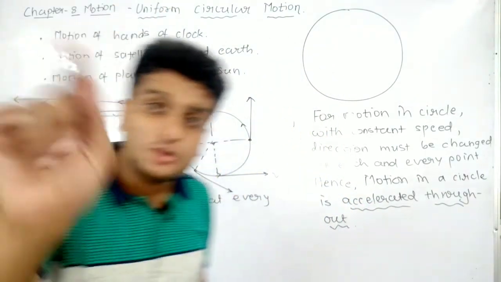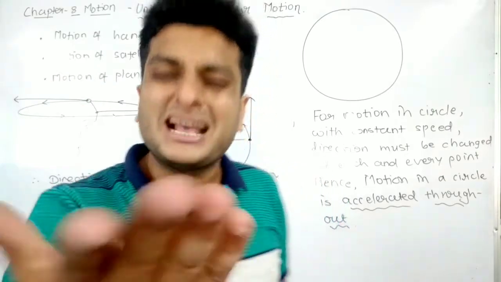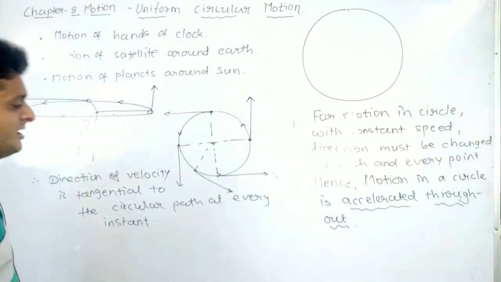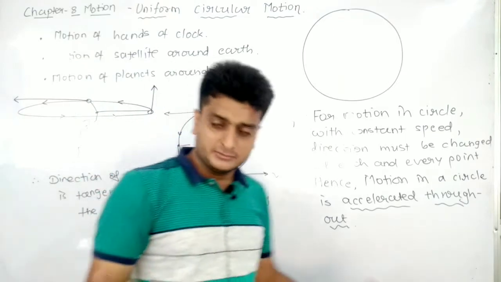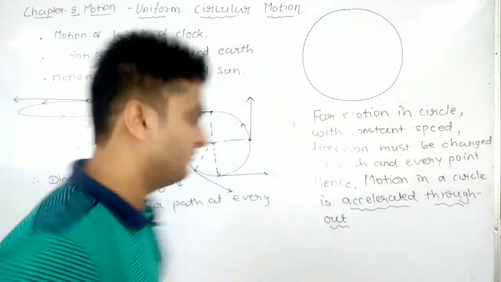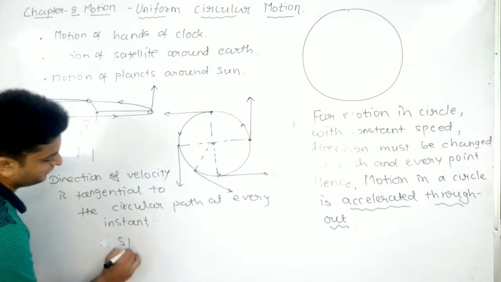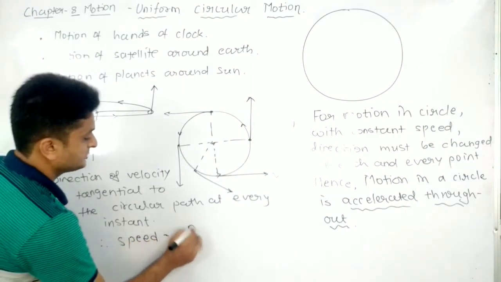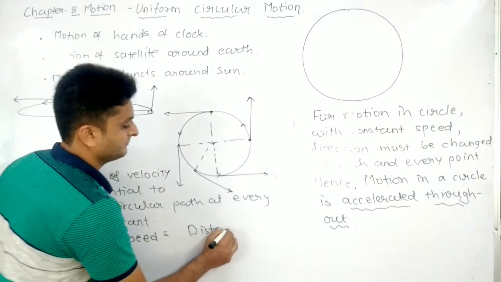Now what is the value of that velocity? Let's obtain it very simple. So we know that generally speed, right? The speed is equal to distance by time. So I will write here. If I want to find the speed, the speed is equal to distance by time.